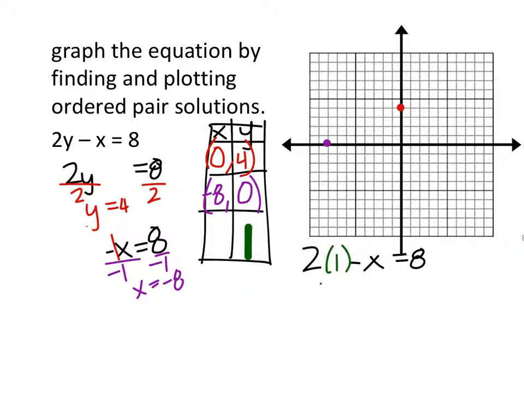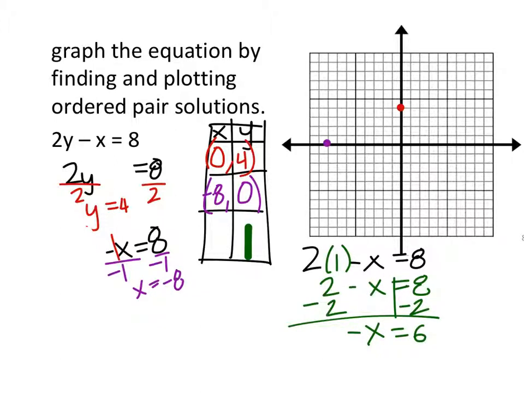So 2 times 1 is 2. 2 minus x equals 8. And I'll add 2 to both, subtract 2 from both sides. And I got a negative x equals 6. But again, I'm looking at that as -1x, so we'll divide both sides by -1. And I get x equals -6.